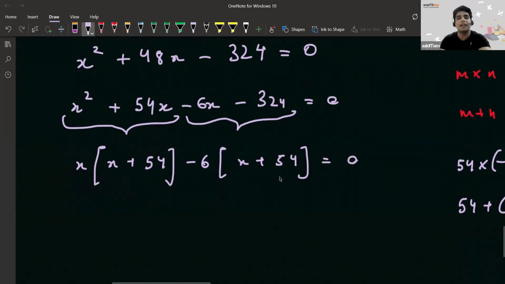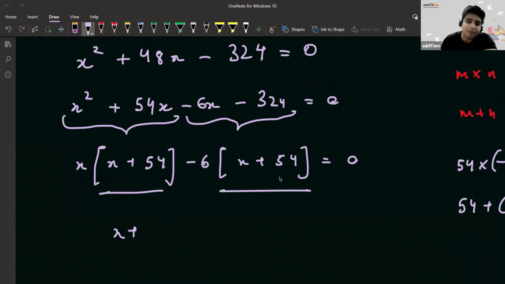I hope it is very clear to you all. Please tell me yes or no, everyone. Okay. Now there are two terms, everyone. Term number 1, term number 2. From both of these terms, I'm going to take what common? Both of these terms have common x plus 54. Right, everyone? So I will be left with, in the other bracket, x is left and -6 is left.